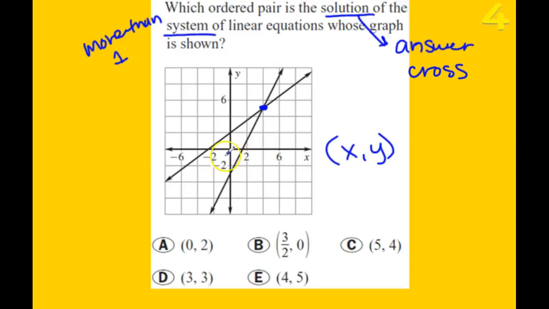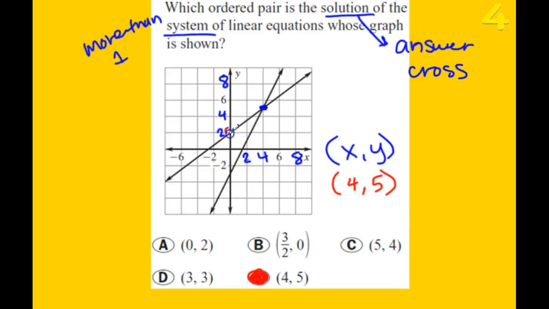So be careful, you need to look at the scale. The scale goes by 2s. 2, 4, 6, 8. And same this way, 2, 4, 6, 8. So first x we're at 2, 4. And y we're up to 4. And in the middle between 4 and 6 would be 5. So the only point that matches is going to be answer E.